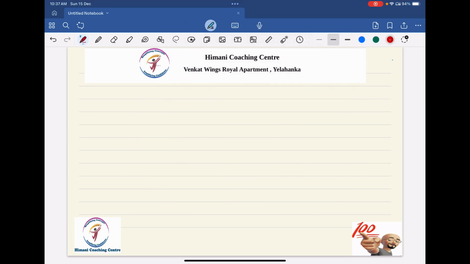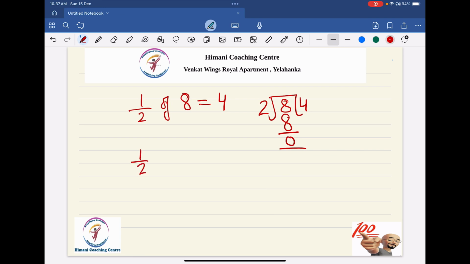Let us find 1 by 2 of 8. What does that mean? Divide 8 by 2. 2 fours are 8. Remainder is 0. So the answer for 1 by 2 of 8 is 4. Okay. Let us do 1 by 2 of 14. So that means divide 14 by 2. So 2 sevens are 14. Remainder is 0. So 7 is the answer.